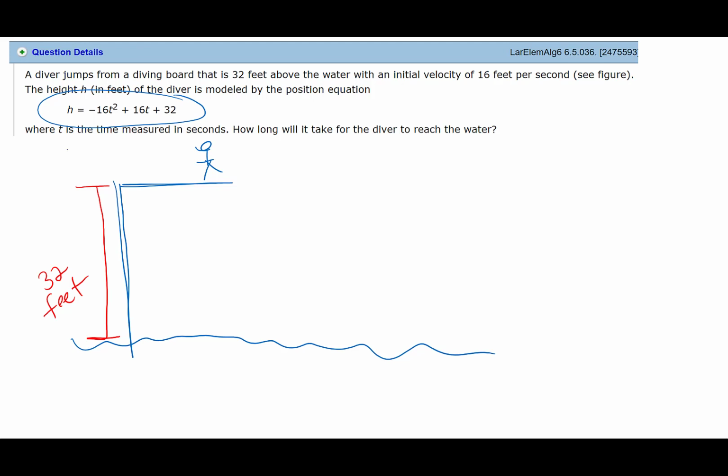Let's just look at this very last sentence. It says, where t is the time measured in seconds, how long will it take for the diver to reach the water? So the diver is going to go down and splash into the water. How long means the time it takes for him to get down to the height of 0, right? Because if he's 32 feet above the water, when he's at the water, he must be 0 feet away from the water.